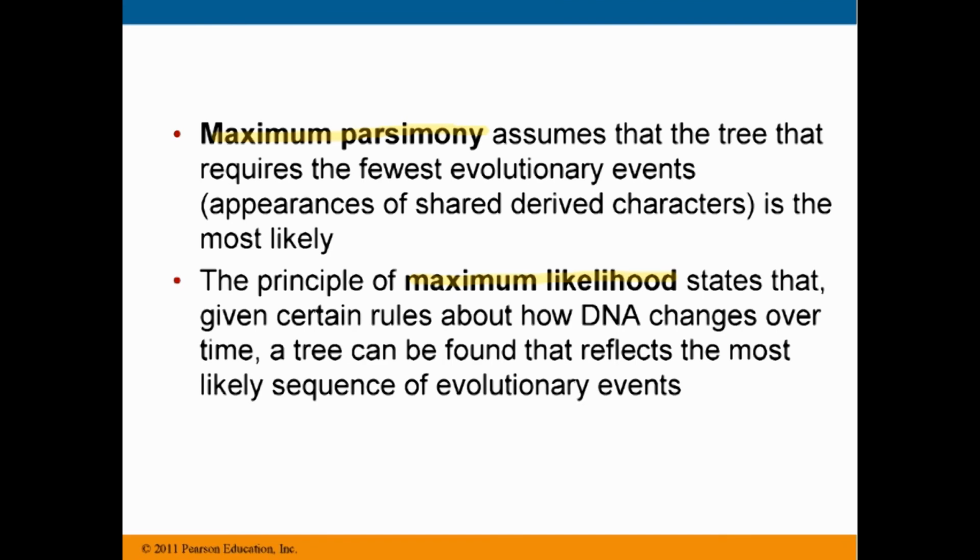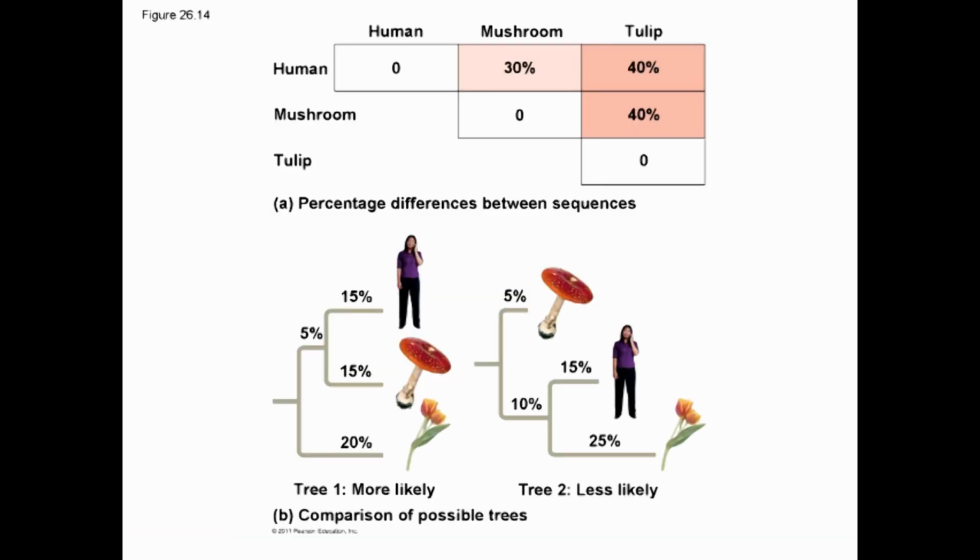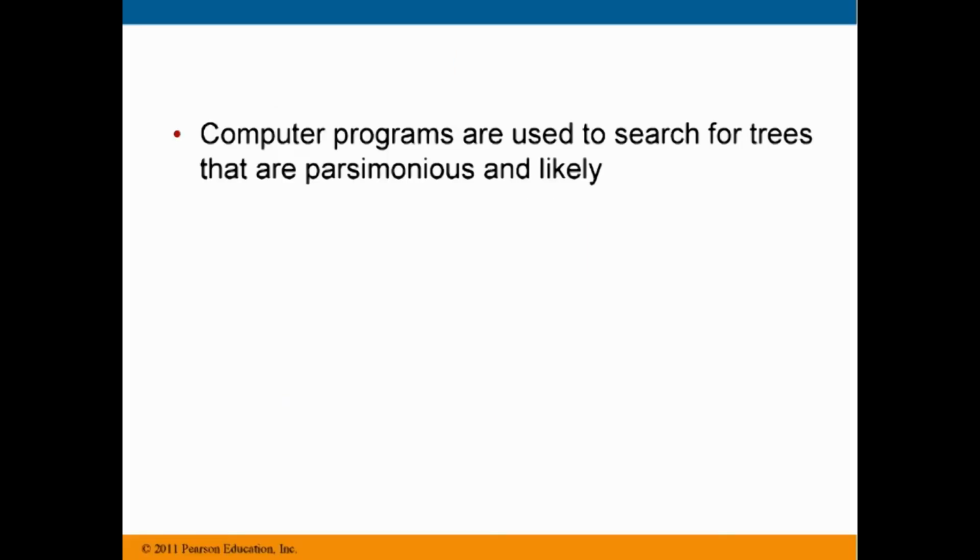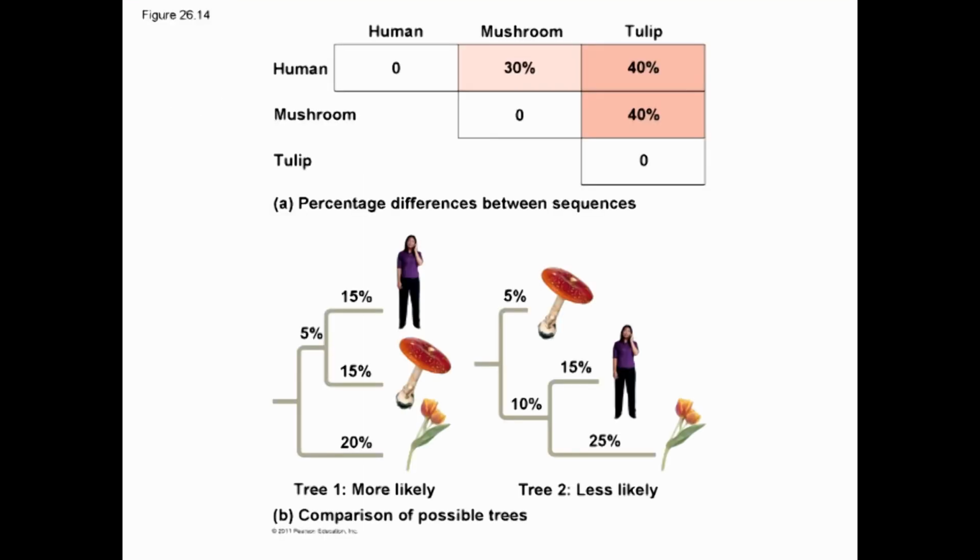Mathematical formulas. So both maximum parsimony and maximum likelihood can use computer programs to show trees that fit both maximum parsimony and maximum likelihood. Okay, very hard to do by hand. Too much information. So this was derived from the percentages shown between DNA sequences. Using that information, which tree is more likely to be true.